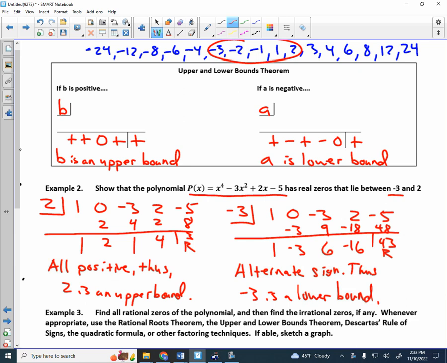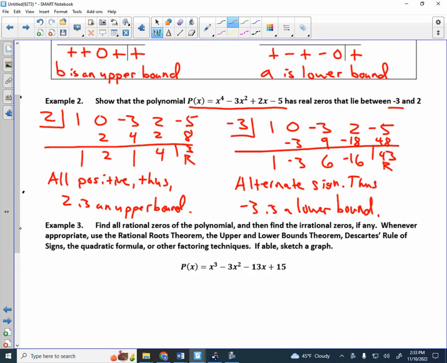Now, I'll be honest, that looks like it would be really helpful. It doesn't come up that much for us. All right? It doesn't come up that much. But the positive reals and the negative reals, we use that all the time. What if it's not all positive for that? Then we don't know. We can't say anything about it.